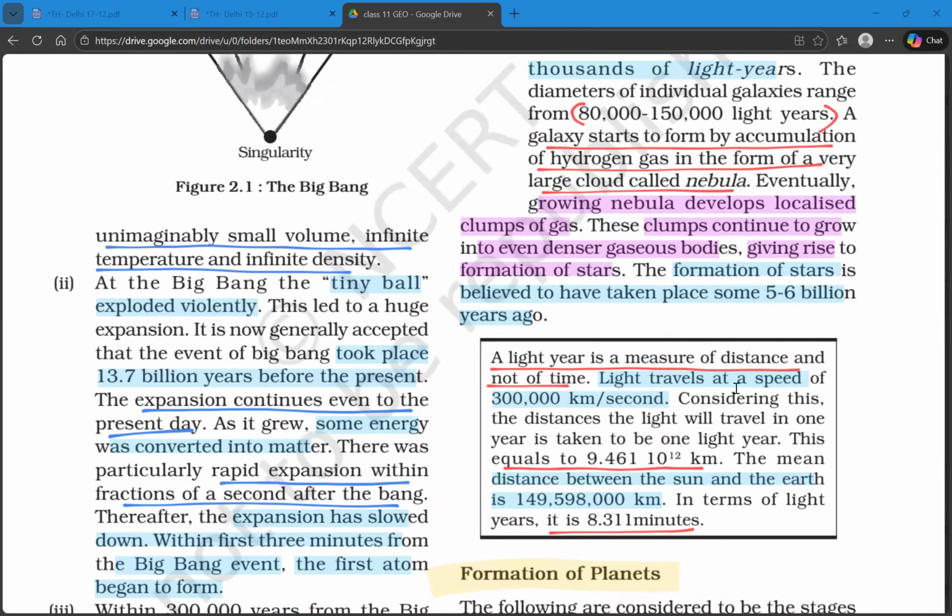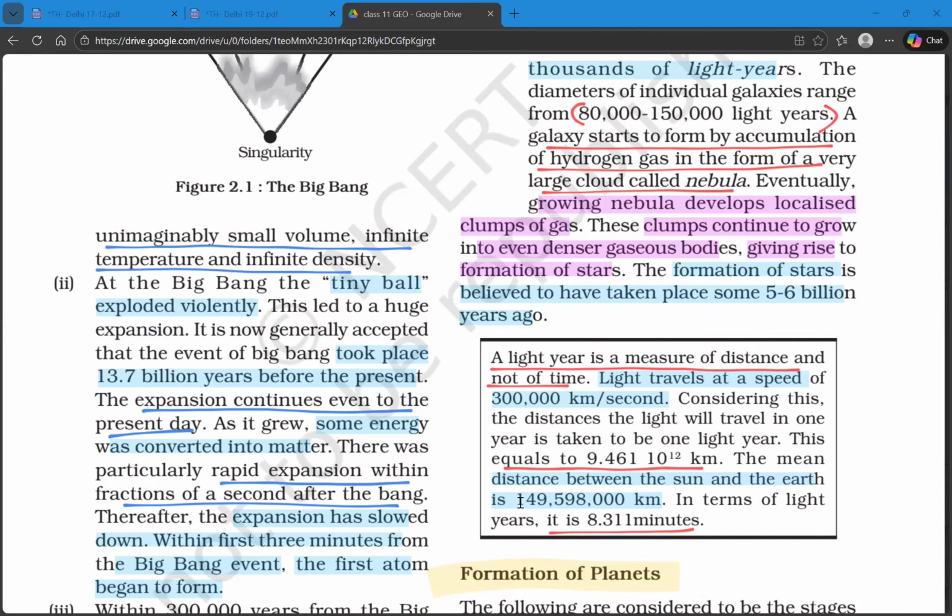Light travels at the speed of 3 × 10^8 meters per second, as we know. Considering this, the distance that light will travel in 1 year is taken to be 1 light year. This equals 9.461 × 10^12 kilometers. So what is the distance light travels in 1 year? That is 9.461 × 10^12 kilometers.